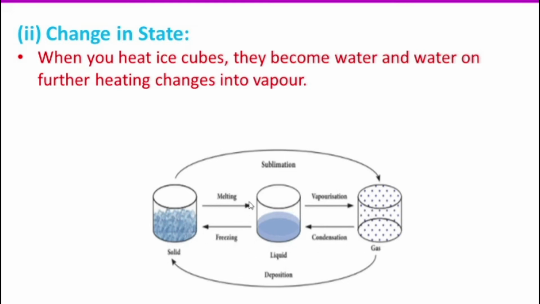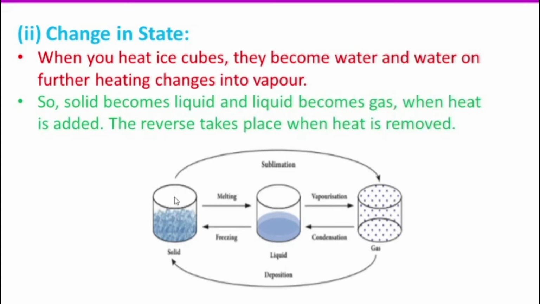So the ice cube changes to liquid when we give heat. Then if we give more heat, the water also changes to water vapor. So solid becomes liquid and liquid becomes gas when we give heat. The reverse takes place when heat is removed. So if we decrease the temperature of the gas, it changes to liquid, then further it changes to solid.